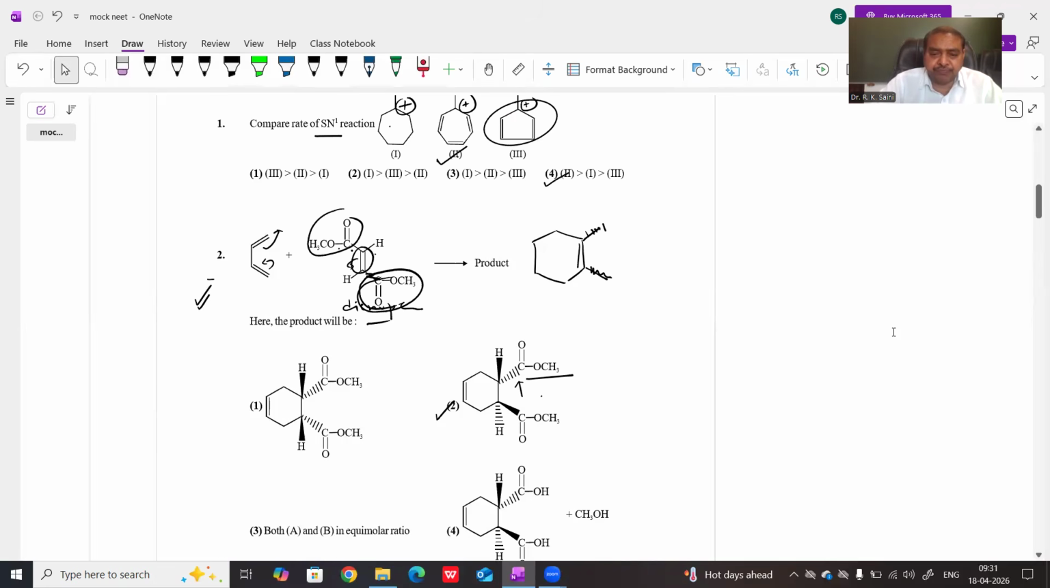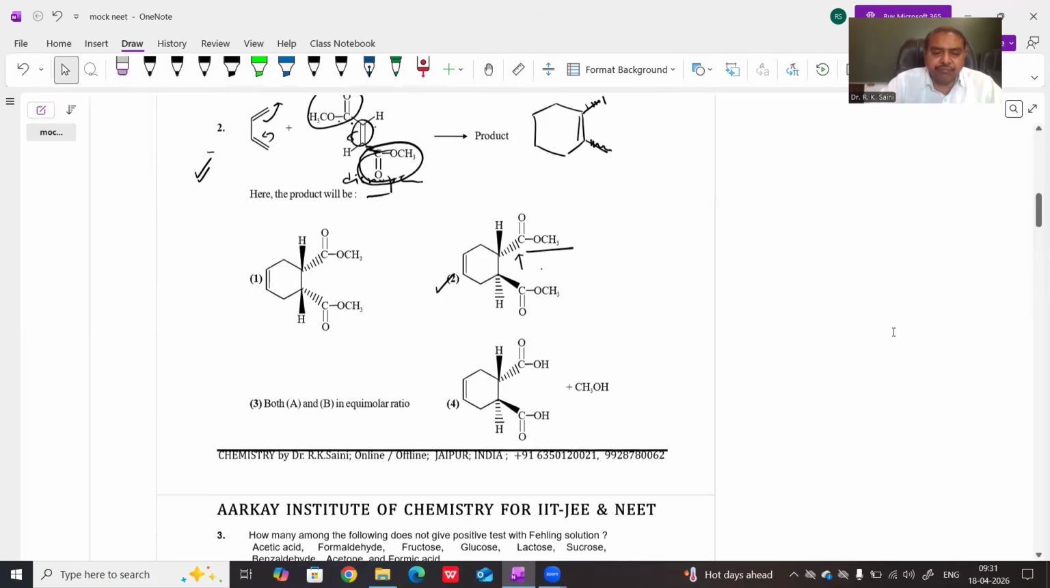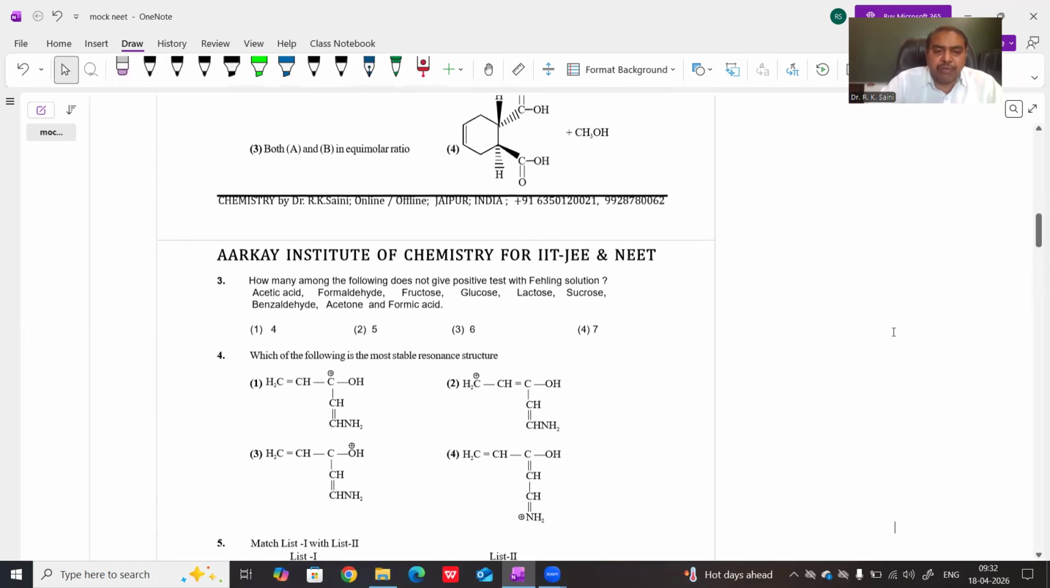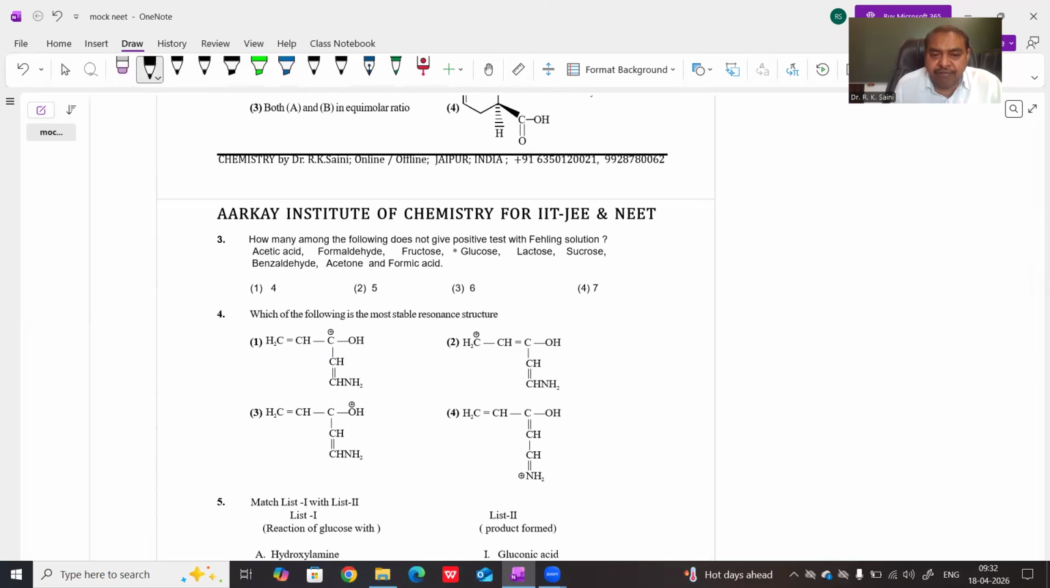Question third. How many among the following do not give a positive test with Fehling's solution? A positive test means the compound is reducing in nature. First, acetic acid does not give a positive test. Sucrose does not give a positive test. Benzaldehyde, because aromatic aldehydes also do not give the test with Fehling's solution. Important notice: aromatic aldehydes are more stable and do not give the test with Fehling's solution, and acetone.